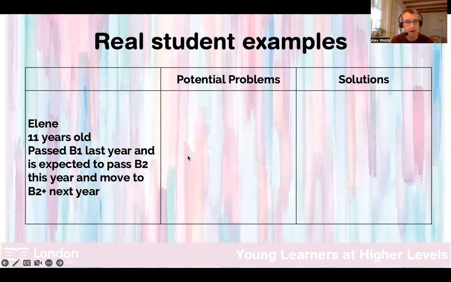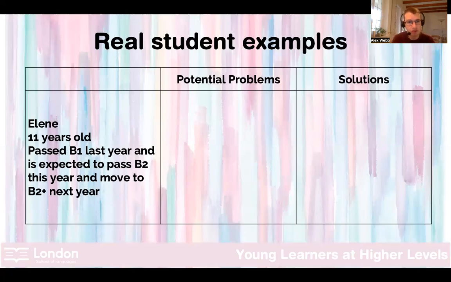My next example is a student called Eleni, 11 years old. She passed B1 last year and is expected to pass B2 this year. So it's gone from B1 to B2 in a year. She's very high achieving, and so at 12 years old, she's going to be at B2 plus and starting to prepare for the C1 exam. So 12 years old preparing for C1. As you can imagine, her classmates are going to be significantly older than her.